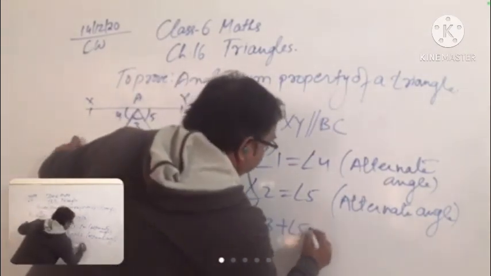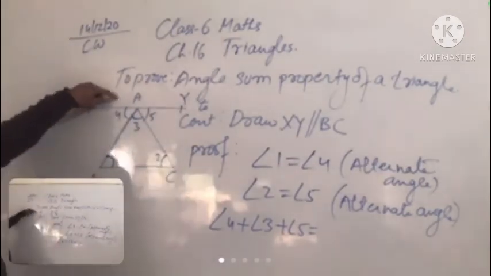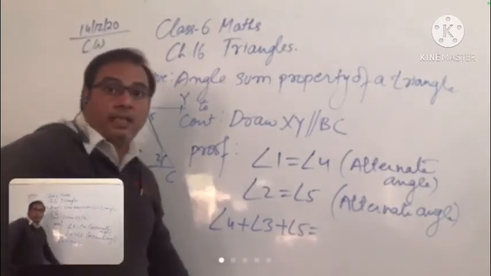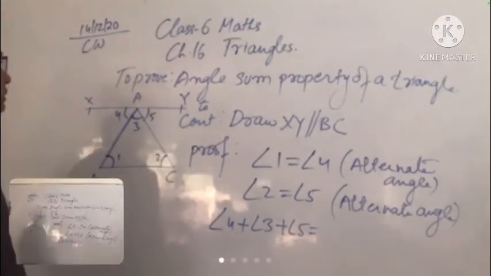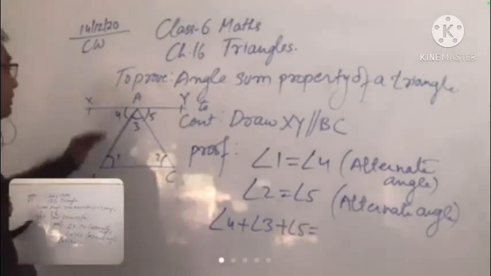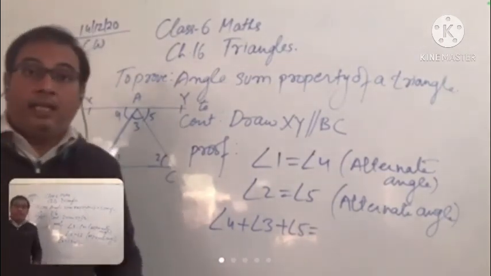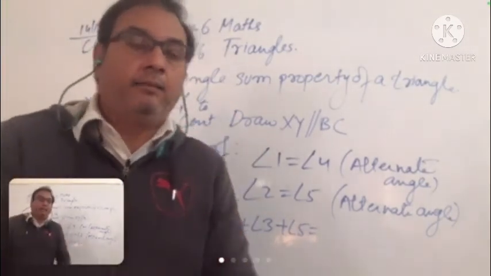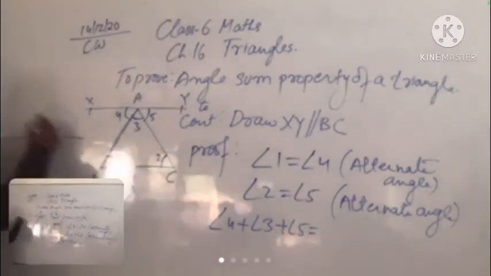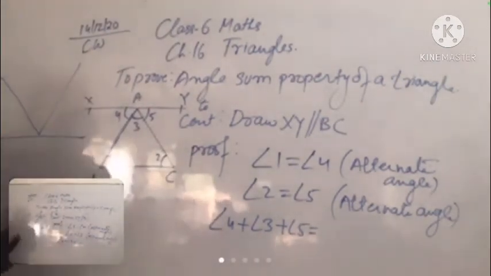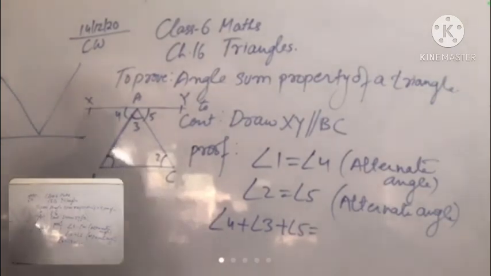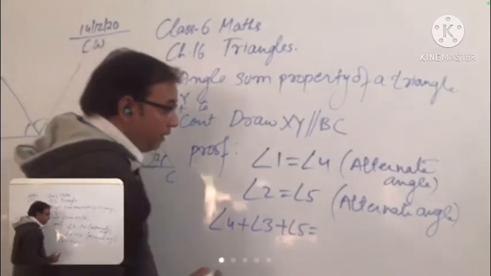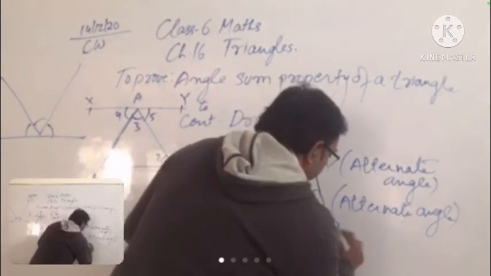Now angles on a straight line add up to 180 degrees. So the next step is angle 4 plus angle 3 plus angle 5 is equal to 180 degrees. A straight line must be 180 degrees, because if we add up these three angles, they are supplementary angles. Supplementary angles means whenever we add two or more angles and their sum is equal to 180, then they are supplementary. So angles on a straight line are supplementary.